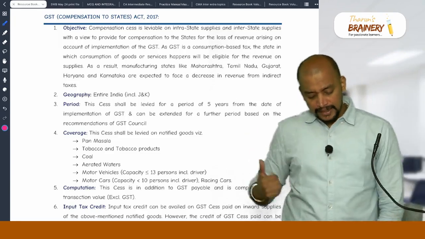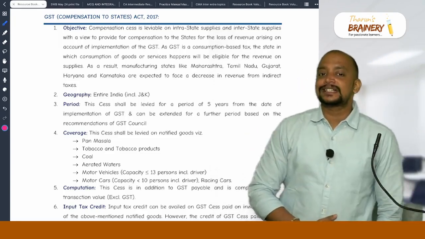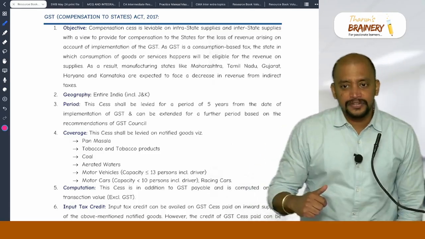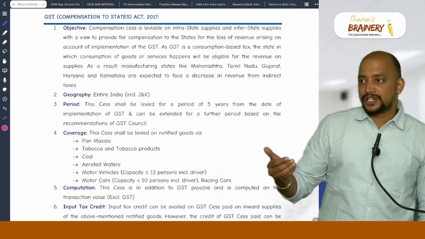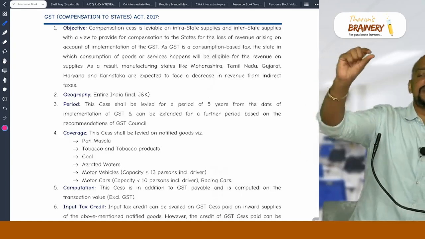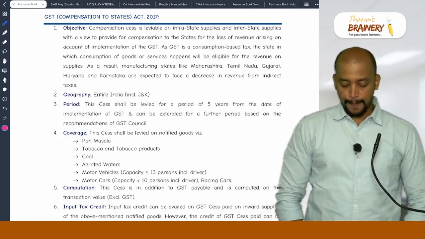Okay. Then, compensation cess. What is the purpose for which compensation cess is collected? To compensate states on account of implementation of GST if there is any loss of revenue to the states. So read the first paragraph. What is the objective of compensation cess?